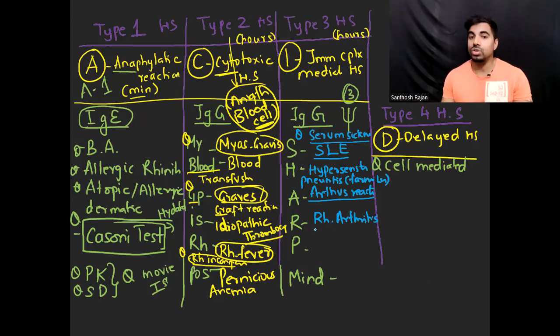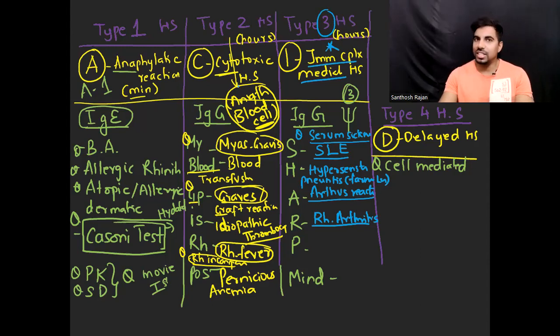Because rheumatoid arthritis is immune complex mediated. So again, I'm stressing on this. This word is important: immune complex mediated. I for immune complex mediated. You must know type 3. And C, cytotoxic, that gives a lot of clue.